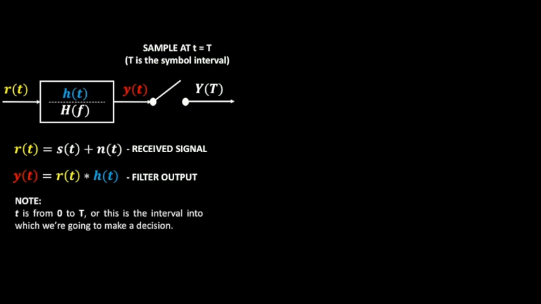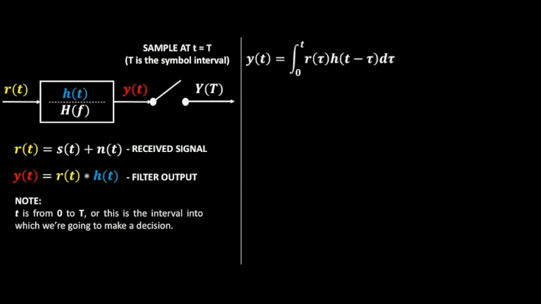Next, we're going to determine what this y(T) is. Again, recall that r(t) is our received signal, the sum of our signal with white noise. Next, we also have y(t), which is simply the filter output, or the convolution between r(t) and h(t). Note that t is from 0 to capital T, the interval in which we're going to make a decision. So y(t) we can represent as the convolution integral of r(tau) multiplied by h(t minus tau) d tau.